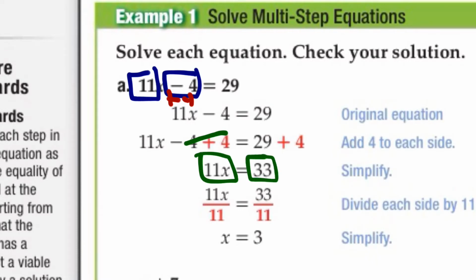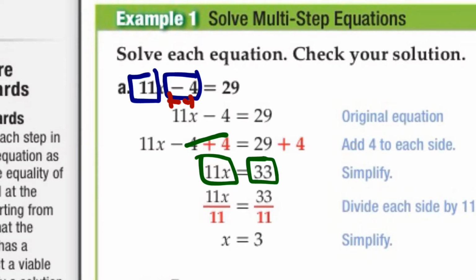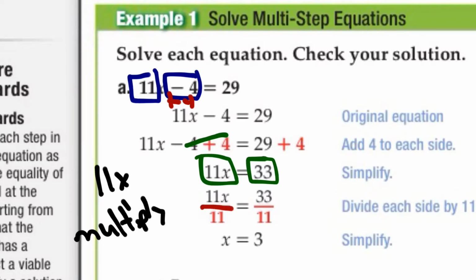But x is still not by itself. This guy won't go. So we have to say, what is 11 doing to the x? Well, a number next to a variable means multiply. So if I'm multiplying by 11, I'm going to have to divide by 11 to get rid of it. Because opposite of multiplying, divide.